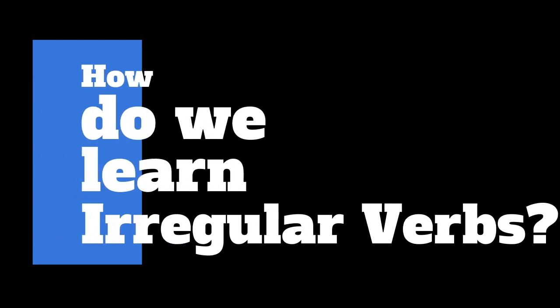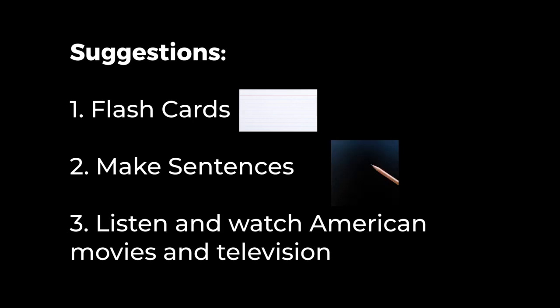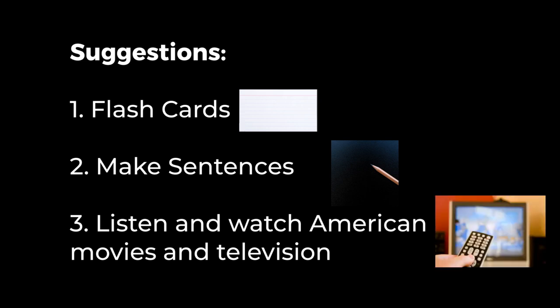So the big question is, how do we learn irregular verbs? Well, some suggestions. Flashcards, write your words, practice them everywhere you go, carry them everywhere you go. Also, make sentences. When you make those sentences, try to read them aloud. And then finally, listen and watch as much American movies and television as you can. Hearing these multiple times will absolutely help you out.